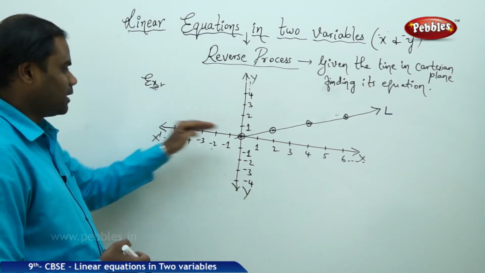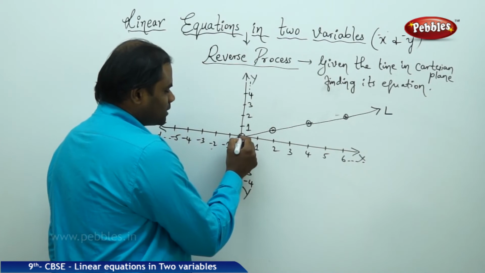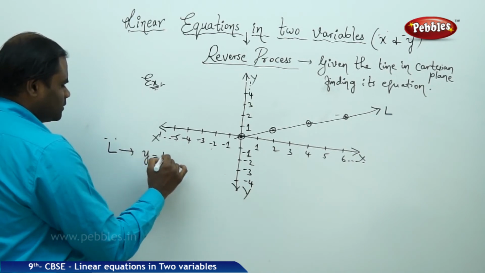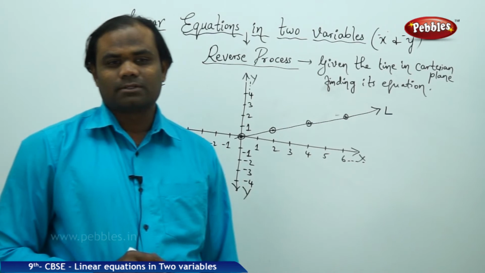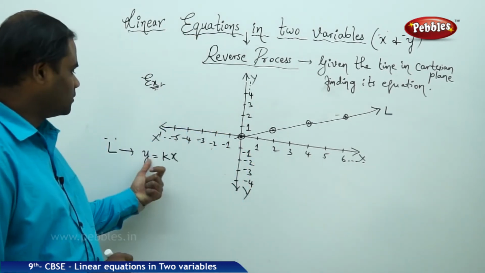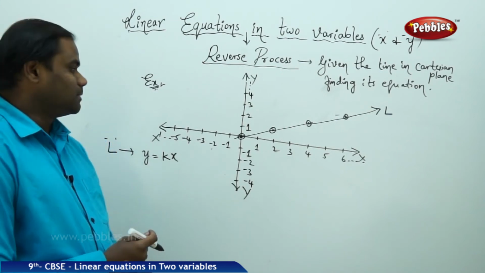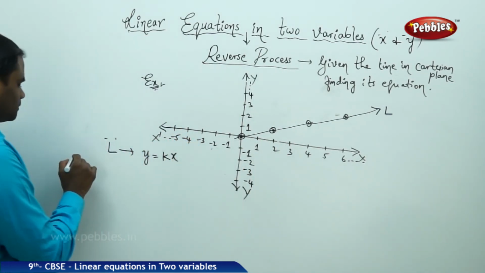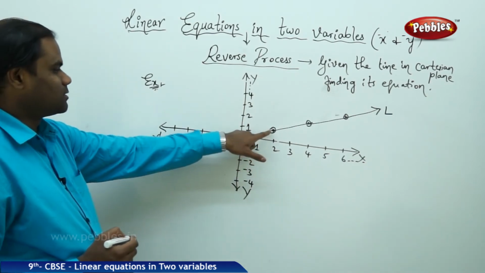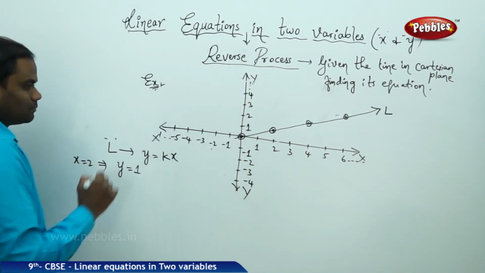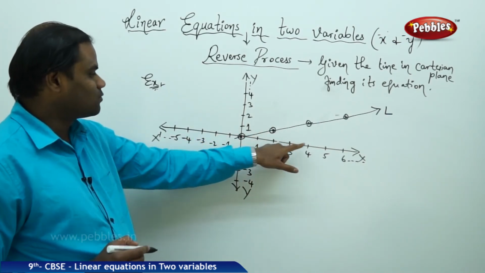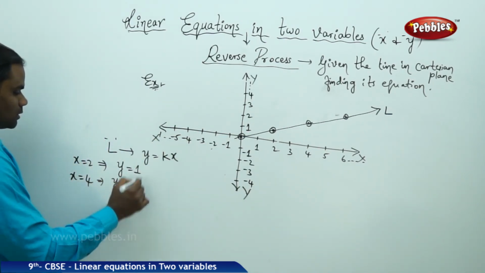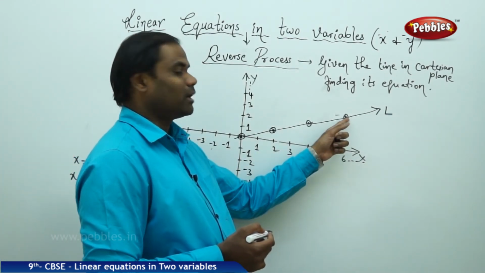Now here I have a Cartesian plane in which the line lies. As clearly this passes through the origin, the first thing I identify is that this line L must have the equation y equals kx, no doubt, because it passes through the origin. It must be of the form y equals kx. And similarly, when x is 2, I identify its y as 1. Now when x is 4, I see that my y is 2. Similarly, when I take the third point, when x is 6, my y is 3.